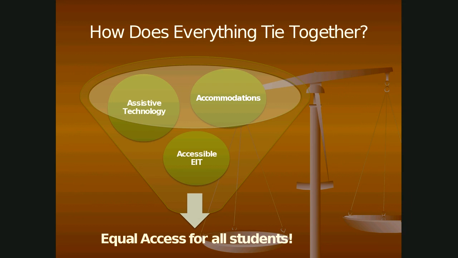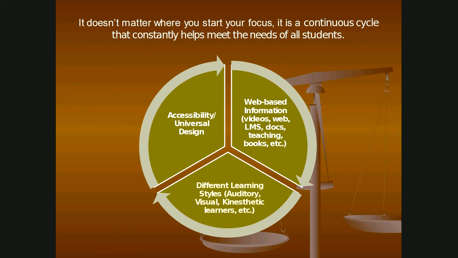So how does everything tie together? We talked about assistive technology and accommodations, but in order for both of those to work, we have to have accessible electronic and information technology, which is your course environment, your learning management systems, the documents and the modules within the online learning. By pulling all of those together, we can provide equal access for all students. It doesn't really matter where you start, because it's a continuous cycle.